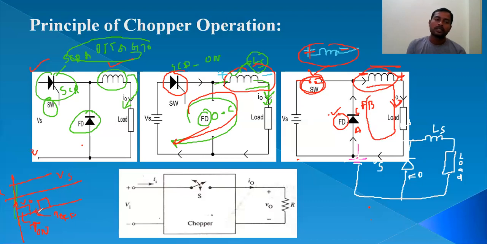So during this turn-off period, even though the supply voltage is absent, the load current will be circulated. In this way, you can utilize the energy which is stored in the inductor, even while keeping the supply voltage off. So this is the basic operation of the chopper.